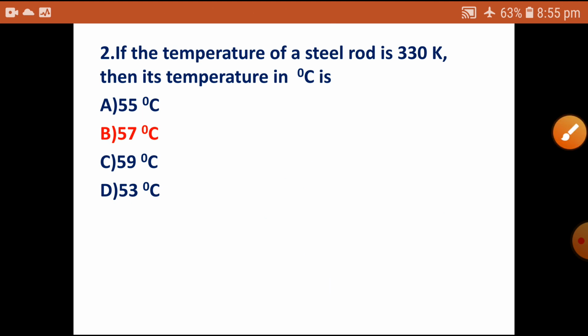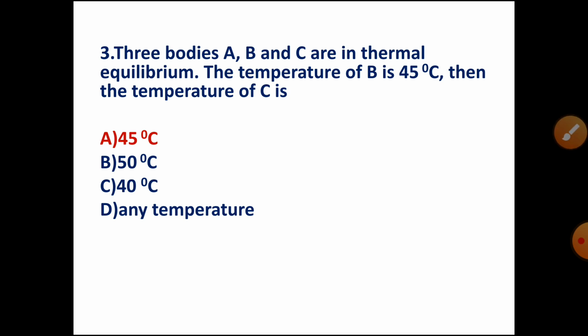Next. 3 bodies A, B and C are in thermal equilibrium. The temperature of B is 45 degrees centigrade, then the temperature of C is. Already we discussed if the bodies are in thermal equilibrium, they are at the same temperature. Since A, B, C are in thermal equilibrium, the temperatures of A, B, C are the same. The temperature of B is given as 45 degrees centigrade, so the temperature of A is also 45 degrees centigrade, and the temperature of C is also 45 degrees centigrade. They asked the temperature of C, so 45 degrees centigrade.